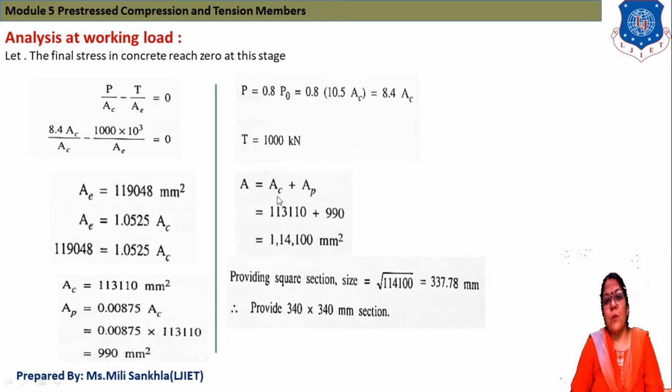Now A is equal to summation of area of concrete plus area of pre-stressing steel, and answer of both values is 1,14,110 mm square. Next we find the size, and for finding the size of pre-stressing member, take the square root of this value, 1,14,100 mm square, and after that we get 337.78 mm, and here we take a round-up value, that is 340. So we provide a square section of pre-stressed concrete member 340 by 340 mm.